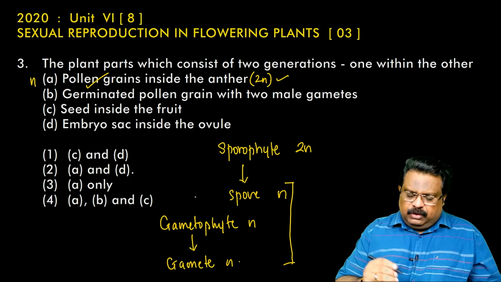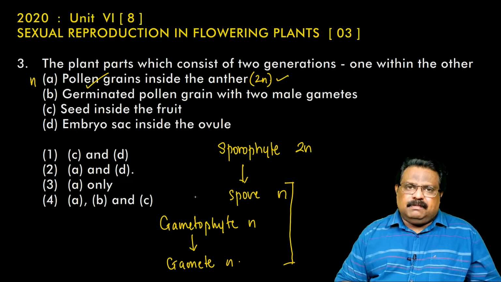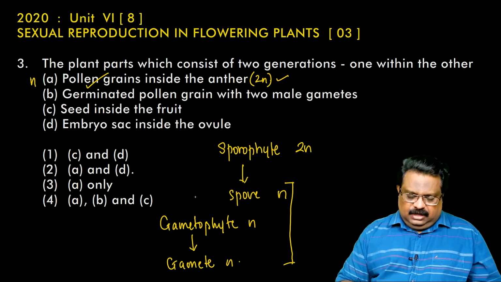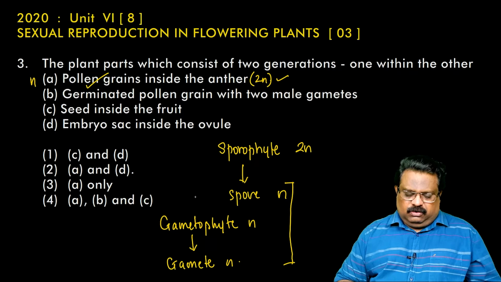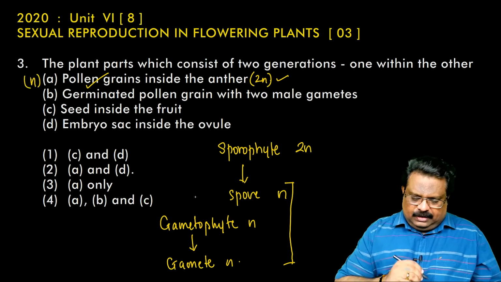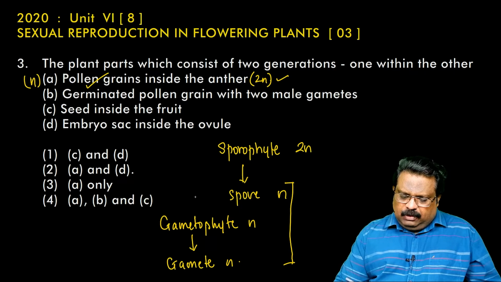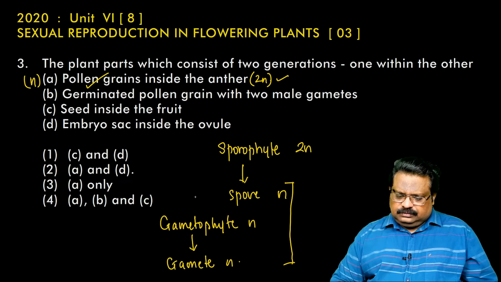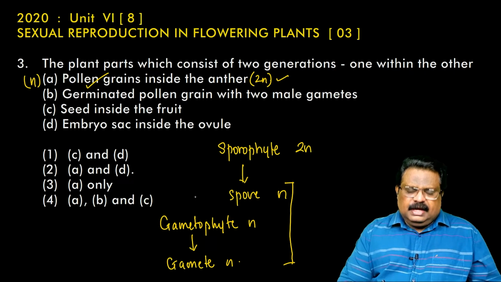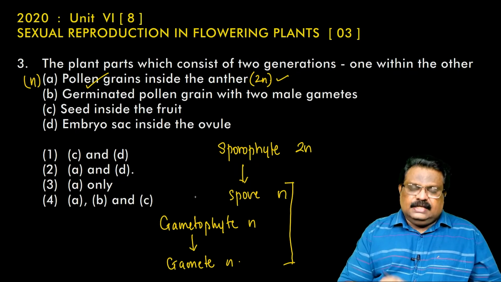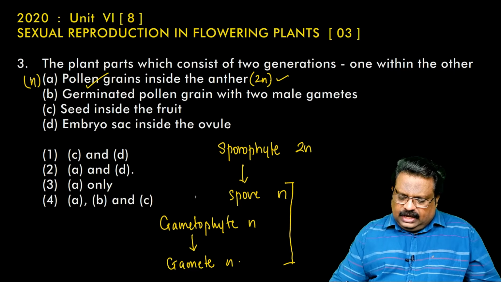And the pollen grain produced from that is haploid. It is a fully developed microspore or microgametophyte. The pollen grain is the microgametophyte, so it will be haploid. So haploid is one generation and diploid is another generation. Inside the anther you can see pollen grain. Inside the sporophytic generation you can see the gametophytic generation. So A is the answer.